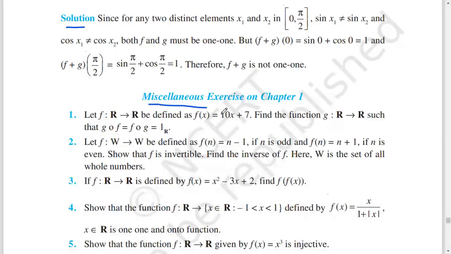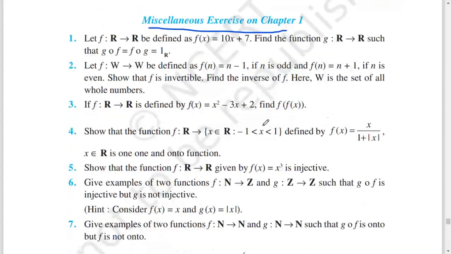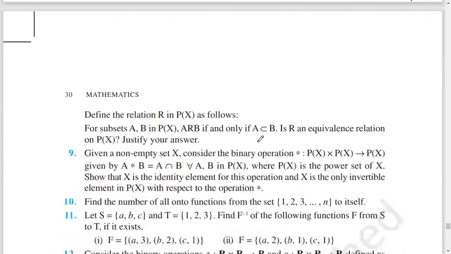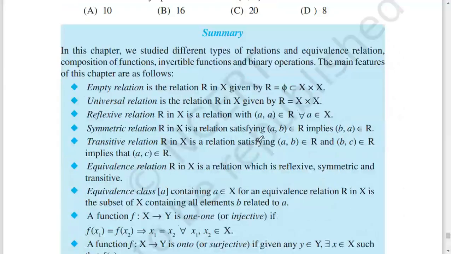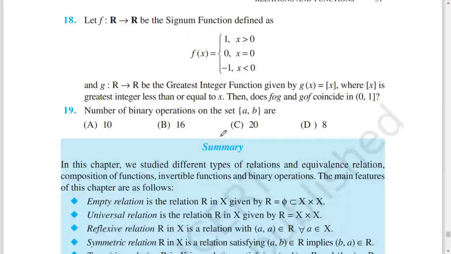Miscellaneous exercise on Chapter 1. Do this and comment.